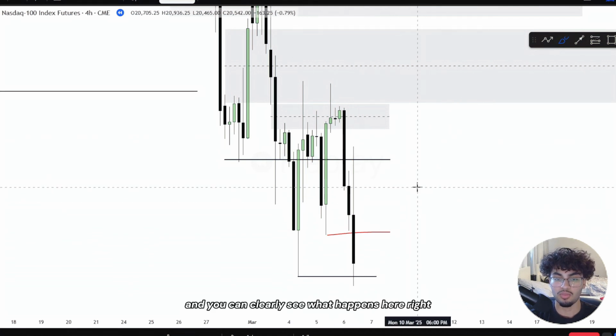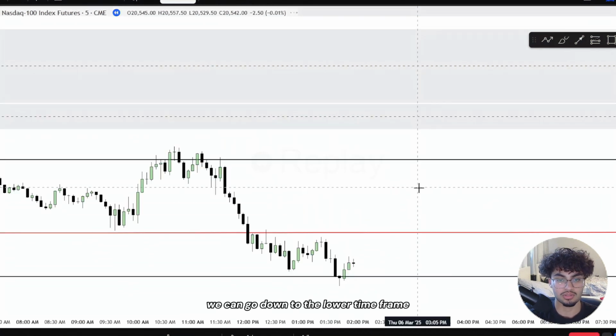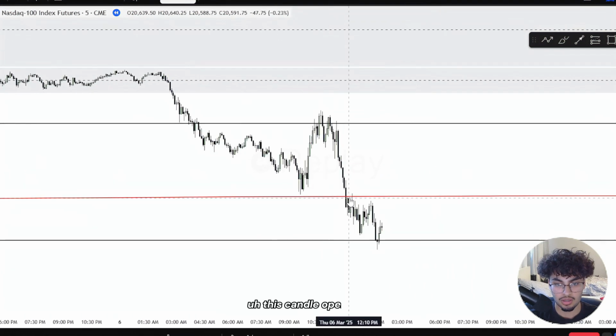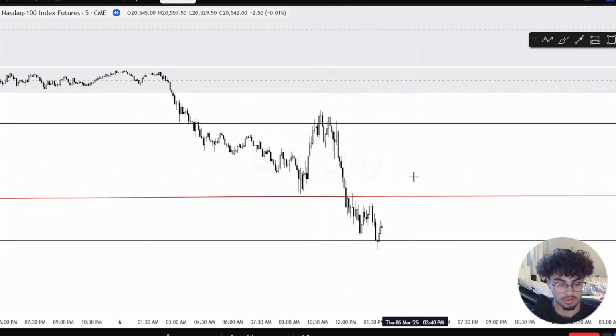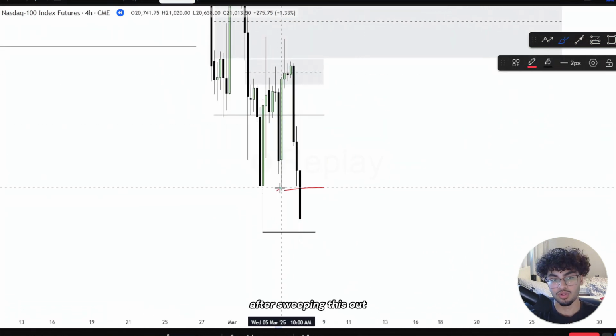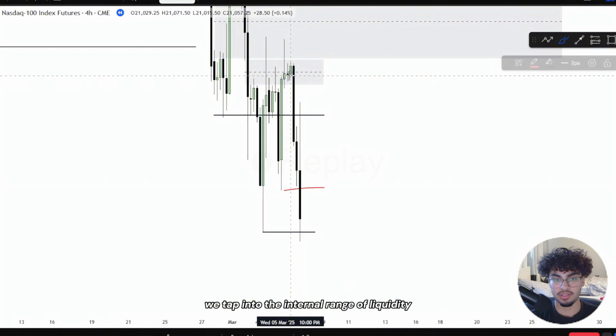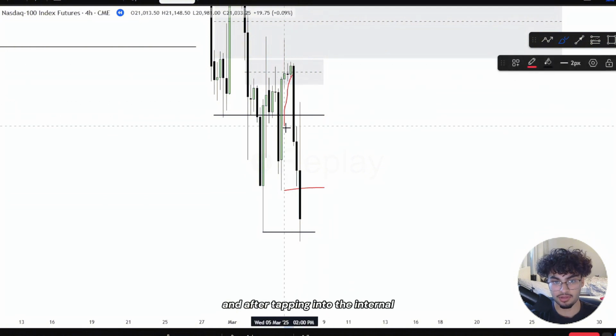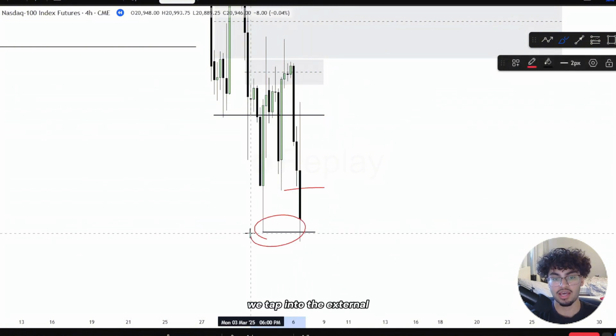And you can clearly see what happens here, right? We can go down to the lower time frame and see how this actually plays out. This candle opens up. Let's see. So what do we do here? After sweeping this out, we tap into the internal range of liquidity. And after tapping into the internal, we tap into the external.